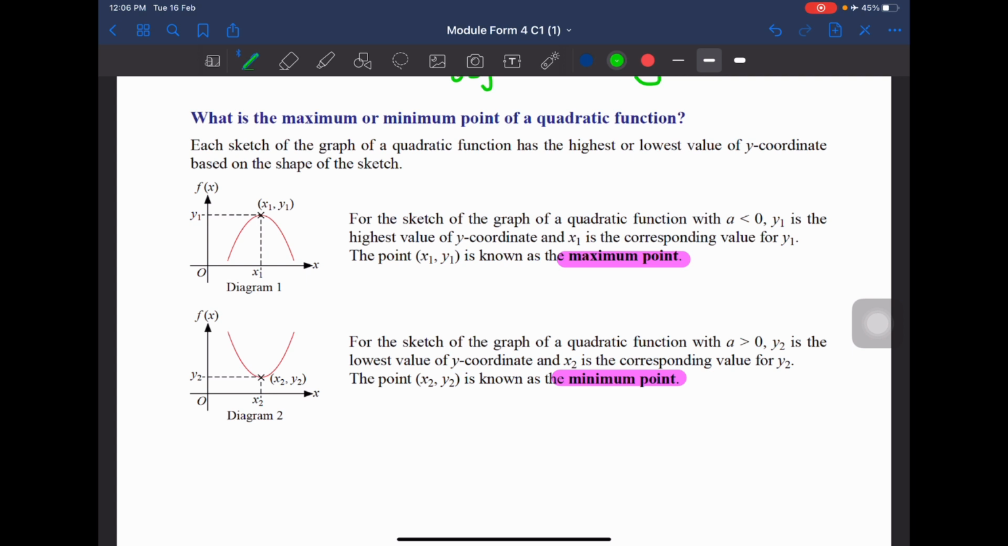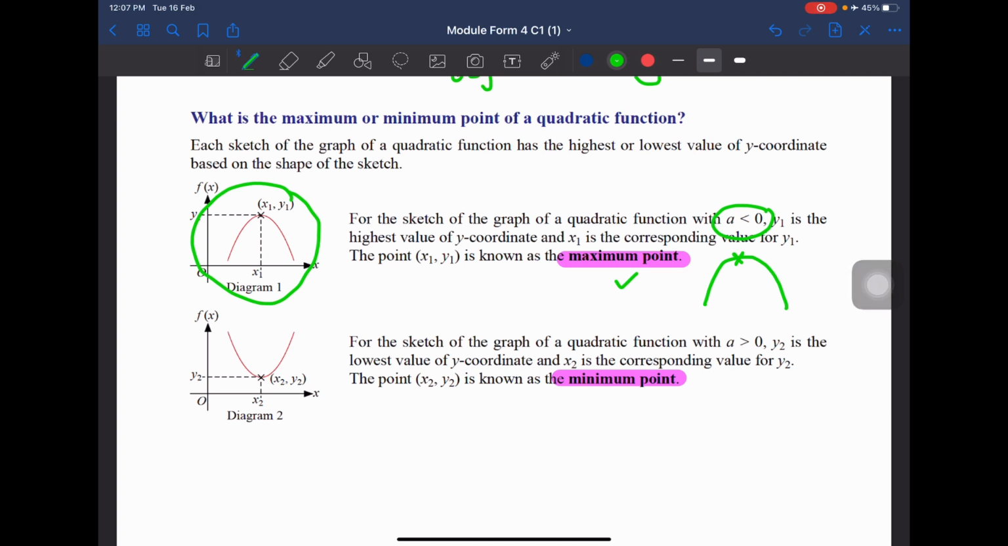Dalam quadratic equation, biasanya kita akan belajar tentang bentuk graf kita, senyum ataupun sedih. So contoh, kalau kita ada a is less than 0, kita akan ada maximum point. Sebenarnya kalau a is less than 0, graf kita berbentuk sedih macam ni. Lepas tu tengok, kalau sedih, graf ni tinggi kan. So tinggi, dia ada maximum point di sini. Inilah contoh dia.